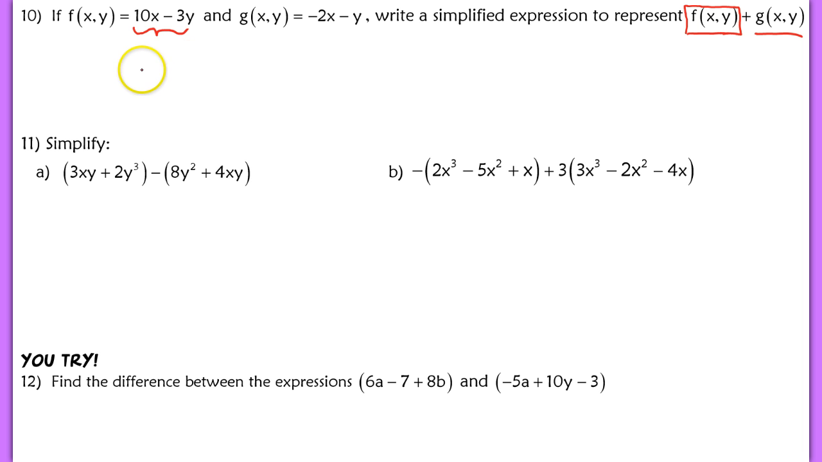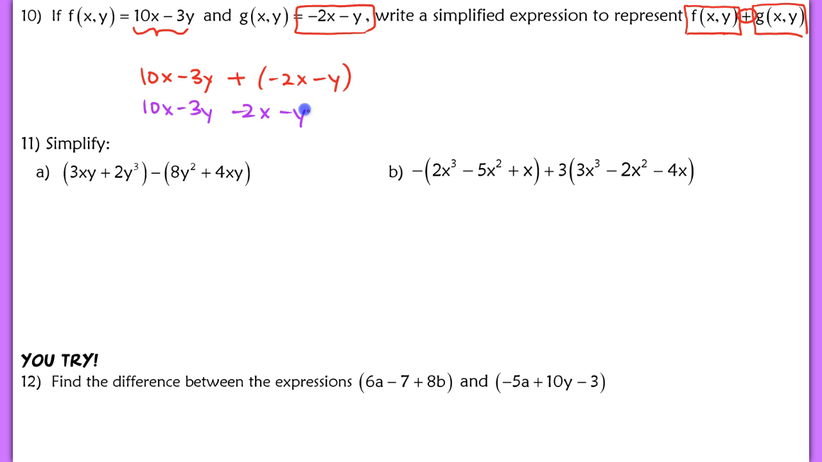So I take that quantity, 10x minus 3y, and I'm going to add to that the quantity g of x comma y. So g of x comma y is this quantity here, so I'm going to add negative 2x minus y. Okay, I could put those in parentheses. I don't really need to, so let's just get rid of them for a second. But really, all this is an example of combining like terms. So here we have 10x minus 3y. I'm just going to drop those down. And because I'm distributing a positive 1 here, remember, it doesn't really change the inside of the parentheses. It just stays negative 2x and negative y.